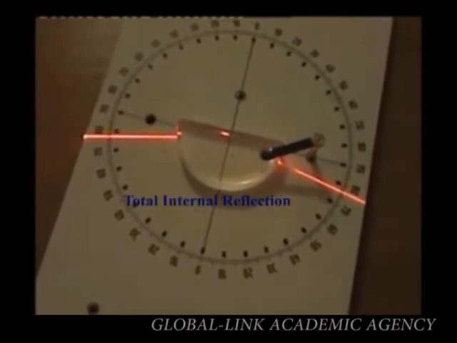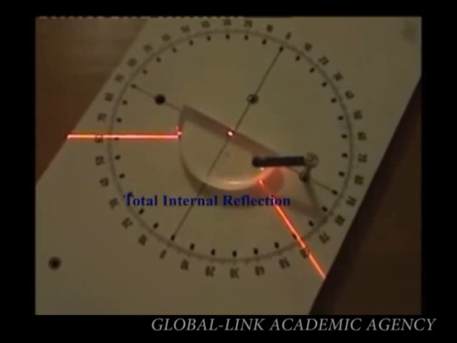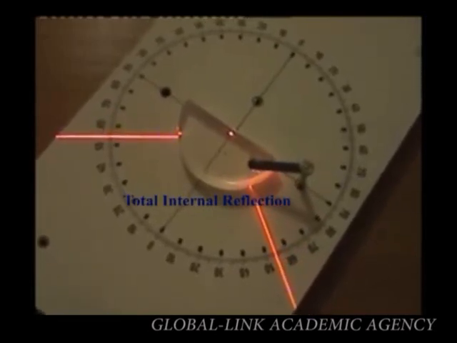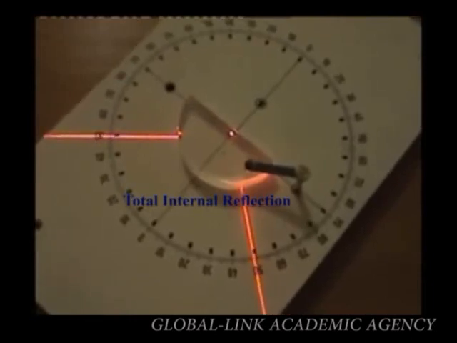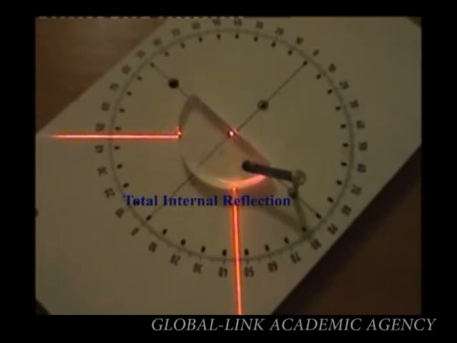This is called total internal reflection and can only occur at the interface when light travels from a denser medium to a rarer one, like from glass to air. So you see, by the time we get an angle of refraction of 90, some rays are already reflected inside the glass.